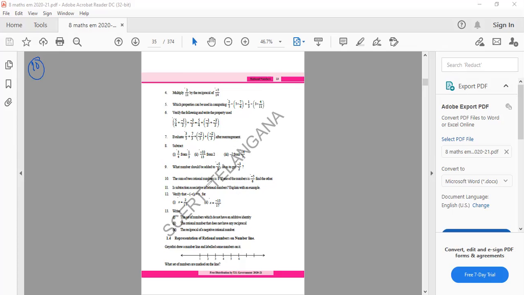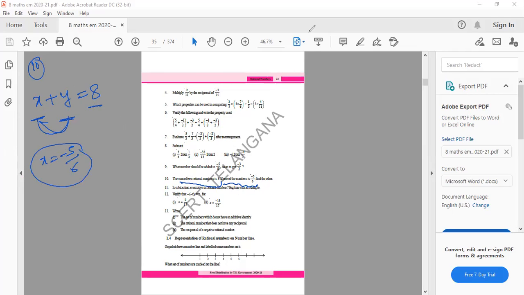The sum of two rational numbers is 8. If one of the numbers is minus 5 by 6, find the other. The sum of the two rational numbers: I take two rational numbers, one is x, one is y. Adding two rational numbers, I got 8. After that, one rational number is minus 5 by 6, so you can take x is equal to minus 5 by 6. That is what they already mentioned.